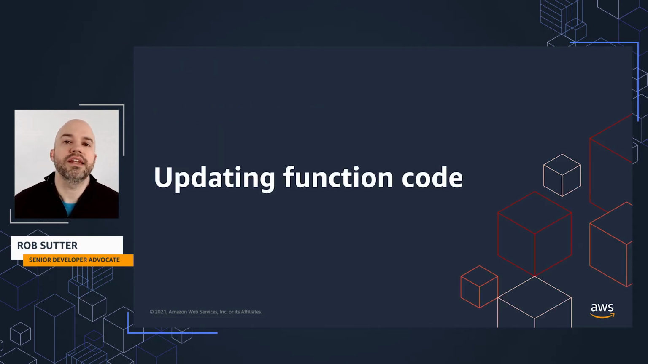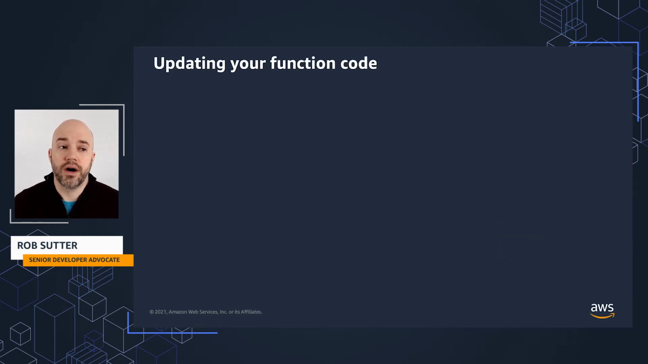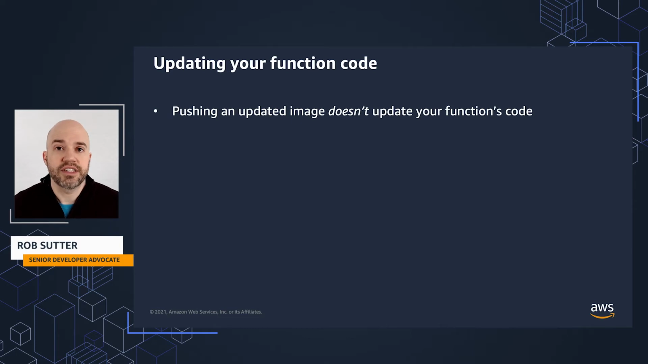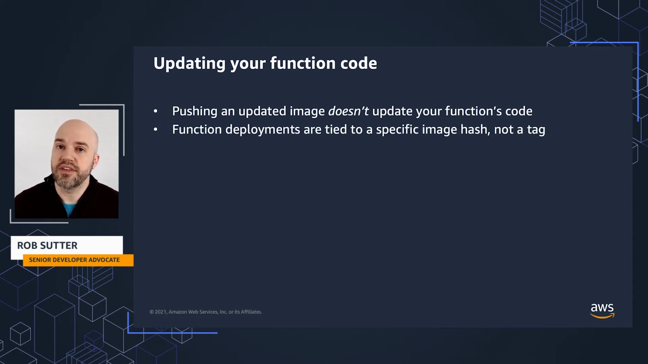First, what do you need to keep in mind when updating your function code? Well, pushing an image to Amazon ECR doesn't update your function code configuration in your Lambda function. This is something that you will need to take care of yourself.